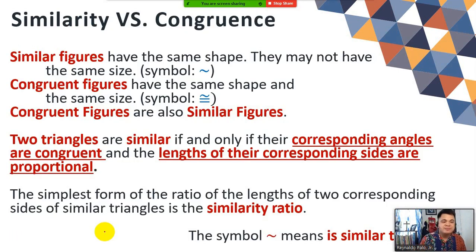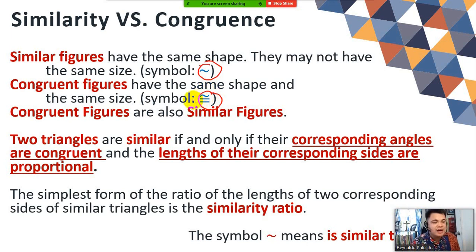Similar figures have the same shape. They may not have the same size. We are using the word may. It means there's a possibility that they are going to have the same size. We also call them similar. Now, the symbol for similar is this. The symbol for congruent is this. Congruent figures have the same shape and the same size. So, that's the thing that you're going to take note of.